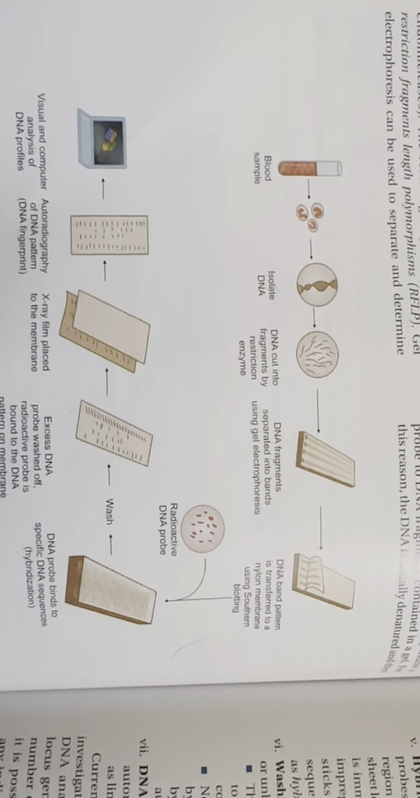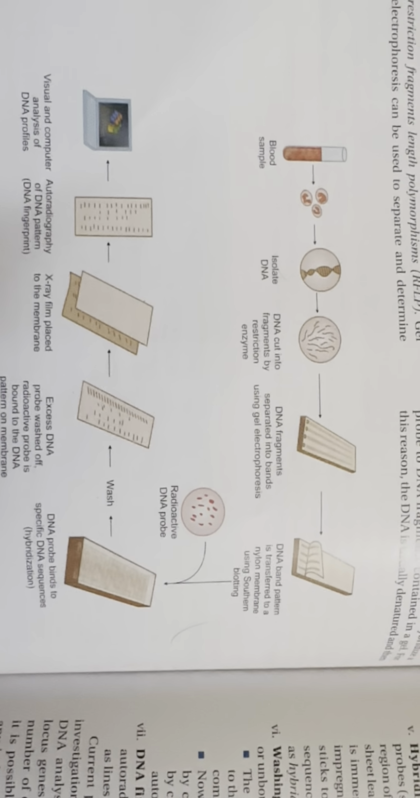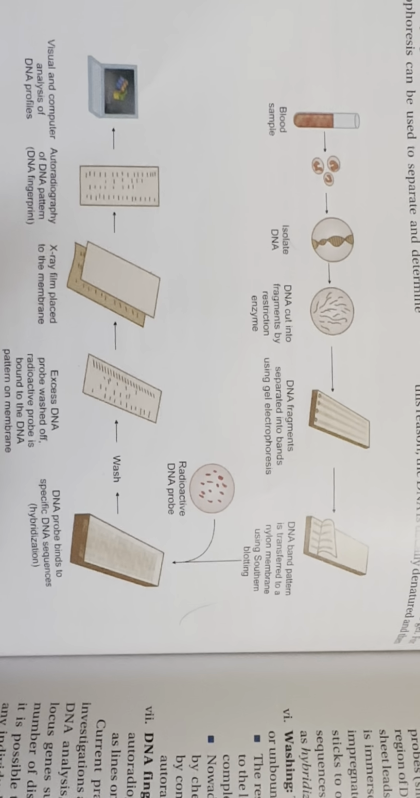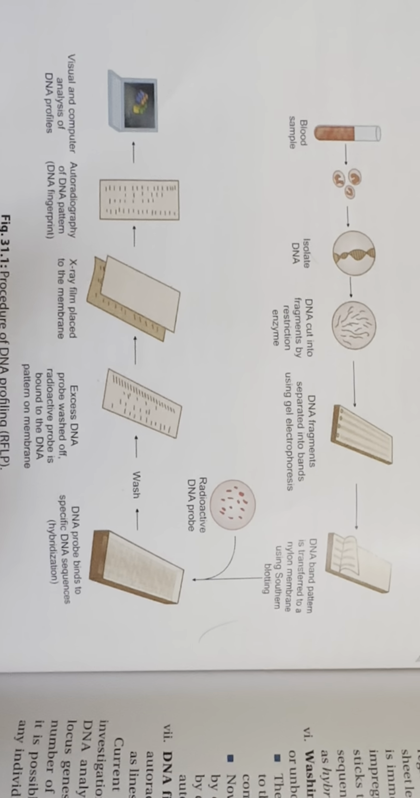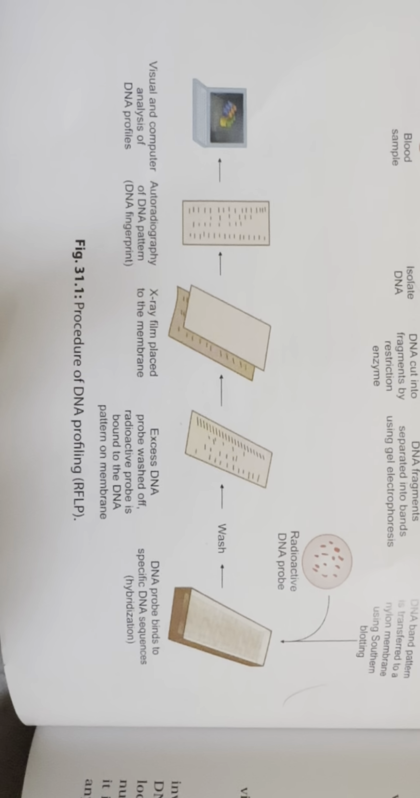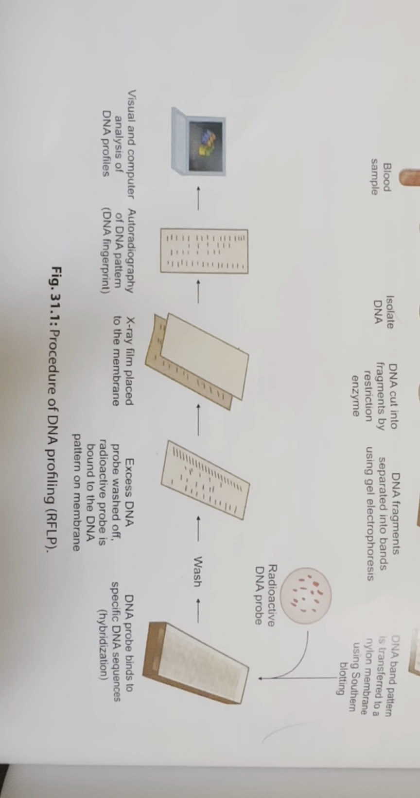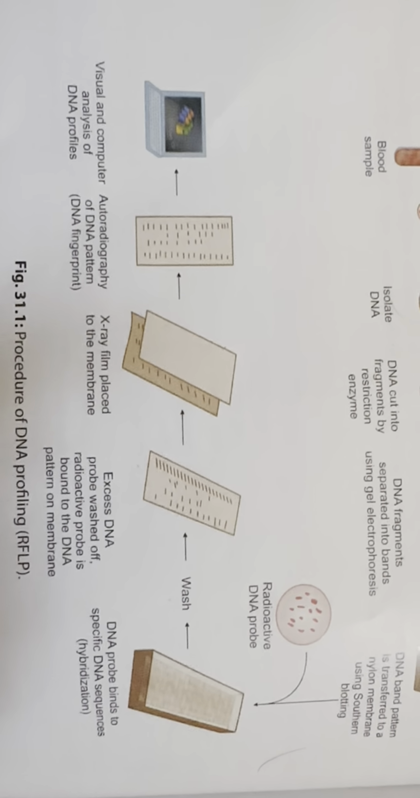Procedure 31.1. One, from a blood sample, isolate DNA and cut into fragments by restriction enzymes. DNA fragments are separated into bands using gel electrophoresis. The DNA band pattern is transferred to a nylon membrane using Southern blotting, adding a radioactive DNA probe. The DNA probe binds to the specific DNA sequence, hybridization, and then it is washed. Excess DNA probe is washed off. The radioactive probe is bound to the DNA pattern on the membrane. X-ray film is placed on the membrane. Autoradiography of DNA pattern gives the DNA fingerprint, for visual and computer analysis of the DNA profile.